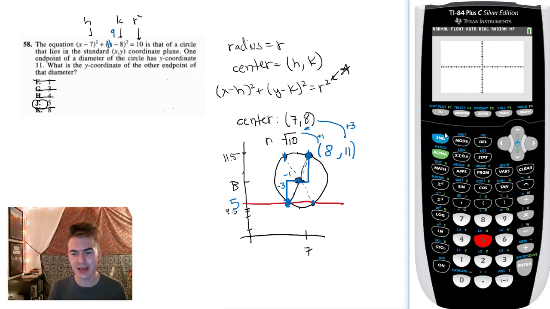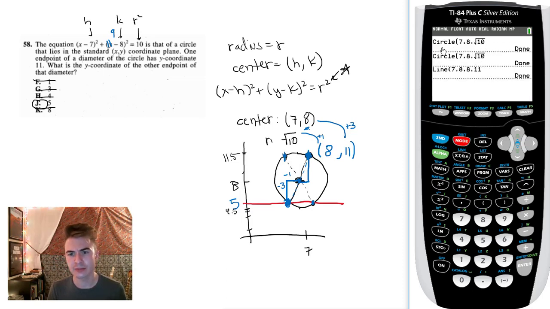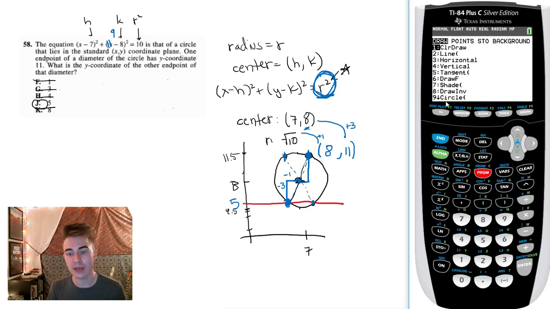So what I had there is from the home screen, I graphed two things, right? I graphed circle, okay, 7, 8, and root 10. That's just a circle with center 7, 8, and radius radical 10. Again, make sure radical 10 there. Don't forget that r squared. Radius is radical 10. And then I graphed a line between 2 points. The way I get to circle, I go to second, draw, and then I go down to circle, right? It's number 9 there. And again, just 7, 8, root 10.